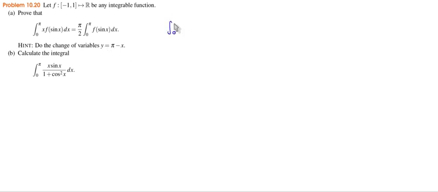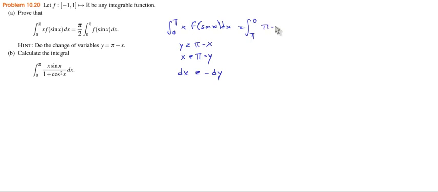Okay, so we have the integral from 0 to pi of x f of the sine, right? Now we write y is pi minus x, or in other words x is pi minus y, dx is minus dy. Now when x goes to 0, y goes to pi. When x goes to pi, y goes to 0. This is pi minus y. You have f composed with the sine of pi minus y, minus dy, right? So the minus goes here, and so we know that we can invert the order of the integral.